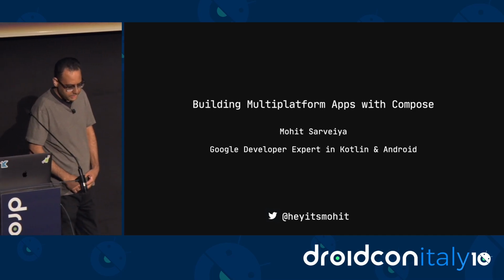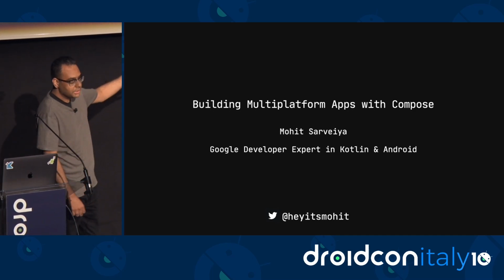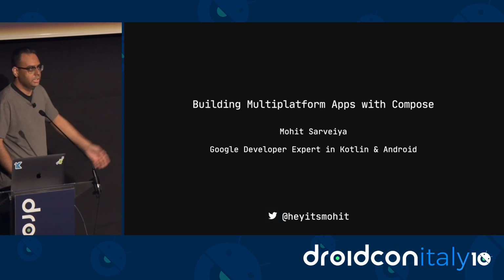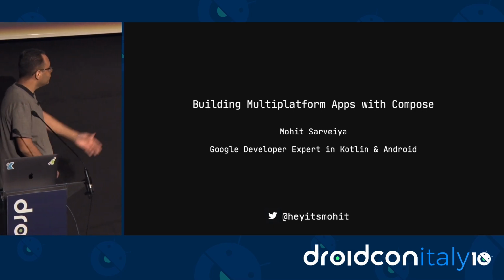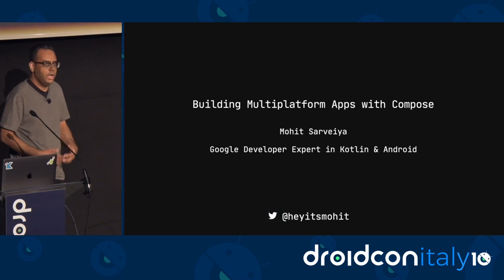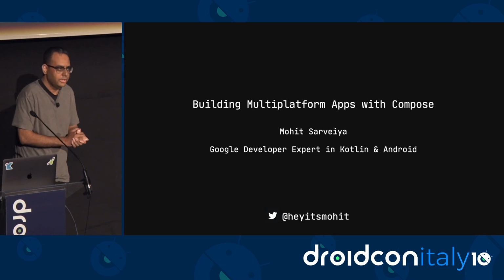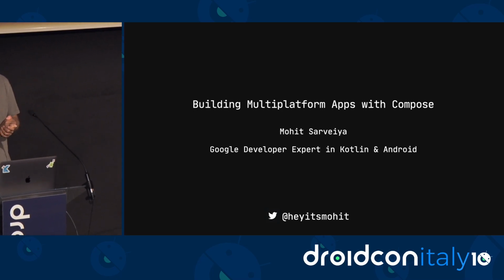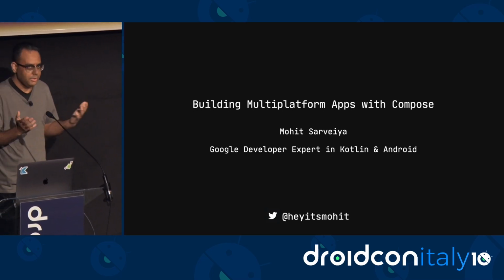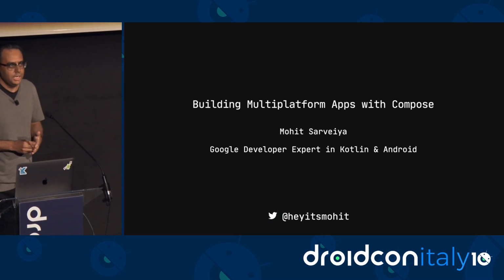My name is Mohit Sarveiya. I am a Google developer expert in Kotlin and Android. I have my Twitter handle there for some reason. I am from New York. How many people have been to New York? Oh, great, thank you. And if you haven't gone, I'll give you all a free trip. Just kidding.